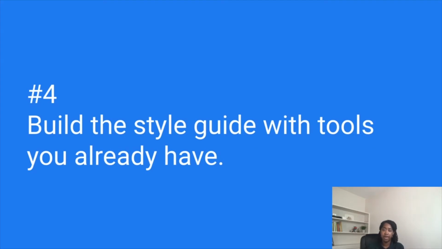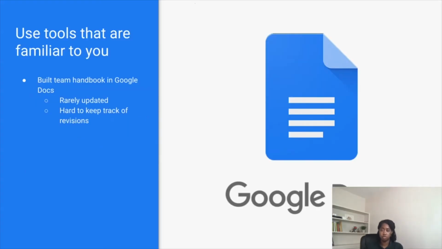The fourth tip that I have is to build your style guide with tools that you already have. And this is a lesson I learned while working on a different but somehow still related project. And that was building a handbook for our team. We'd never had one before, and it occurred to us last year that we needed one. So we built it. And when we built this initial version, we built it with Google Docs. Now, as a team, we don't use Google Docs at all, really.